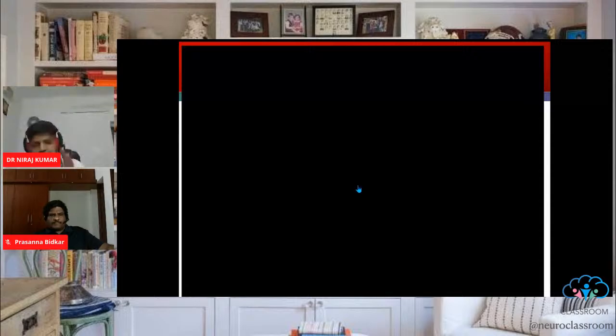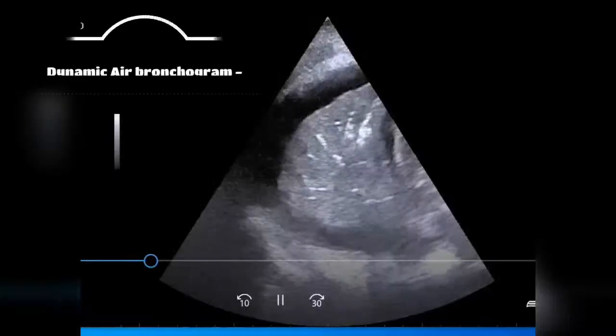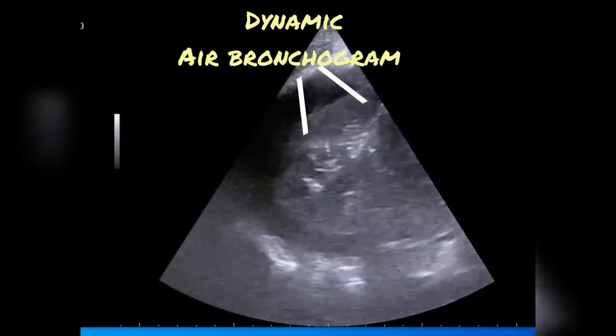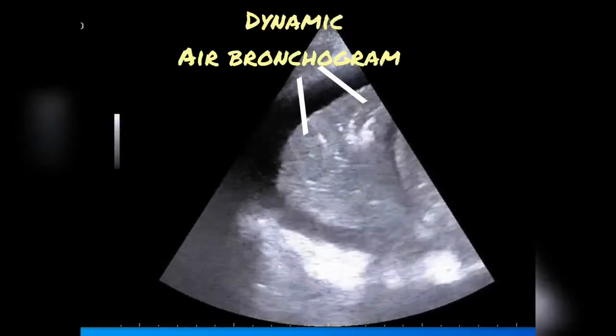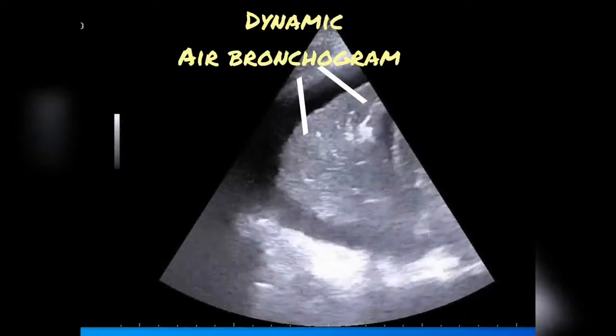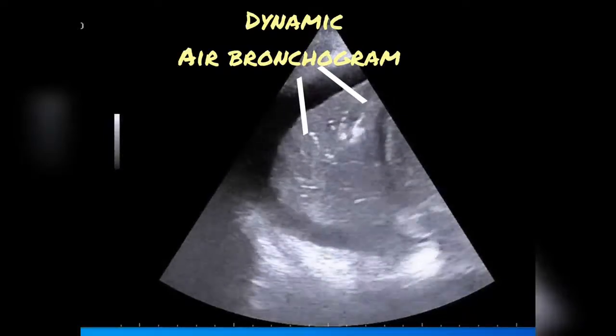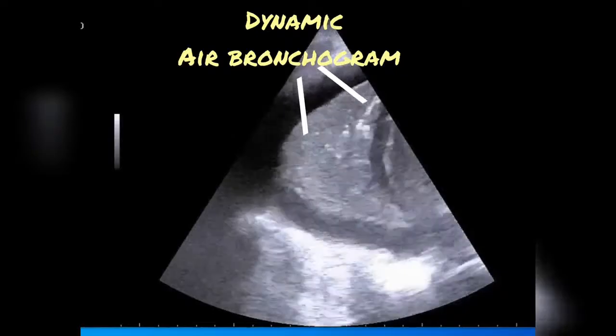So this air bronchogram is very difficult to obtain. So I request to run this video again. You can see multiple hyperechoic spots within the intraparenchymal area of the consolidated lung. They are air bronchograms and they are moving with the respiration. So they are a dynamic type of air bronchogram.